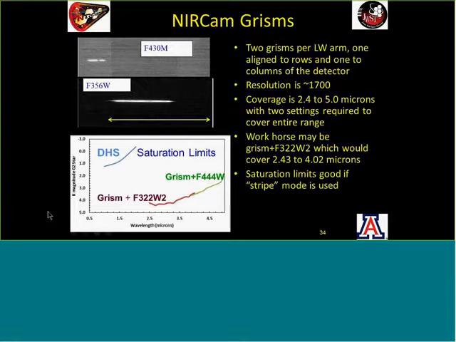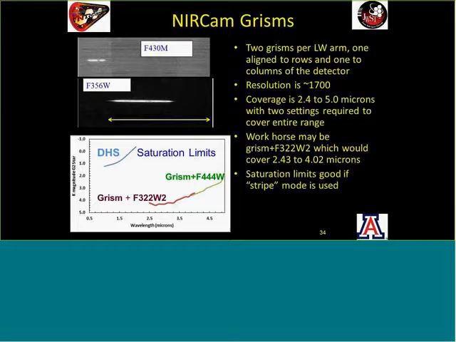The graph here shows the saturation limits. What bright stars can we study using these GRISMs? You can see that in the long wavelength arm, we can measure stars of 3rd to 4th magnitude. So although JWST is a huge telescope and we can't read out as rapidly as one might like, we still can do a pretty good job.